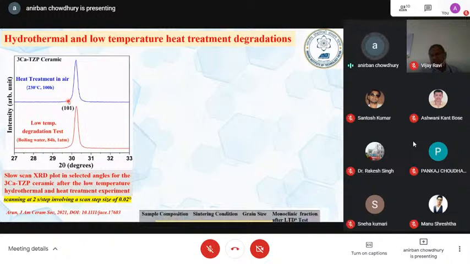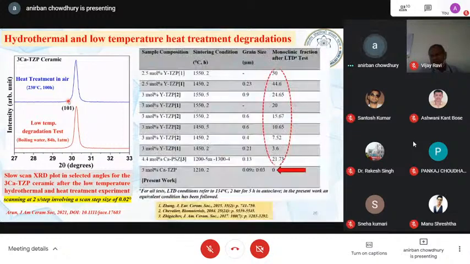Why is our result important? The reason is here. You see this test people have done, LTD, low temperature degradation in hydrothermal conditions, for all 3 mole percent yttria-stabilized zirconia, and you can see the amount of monoclinic phase they have got, from 4% to even 50%. How much have we got? Zero. We have got zero.